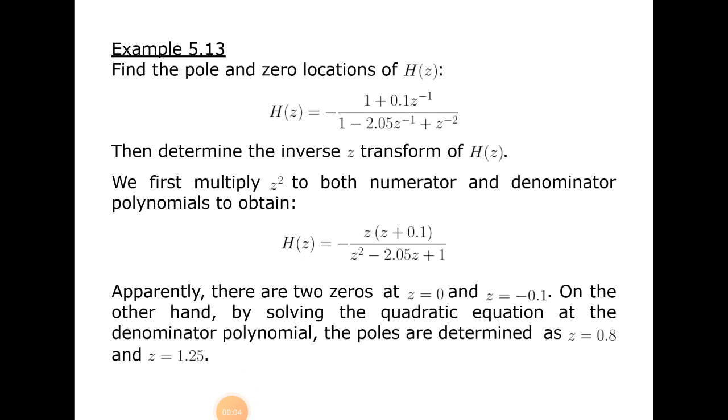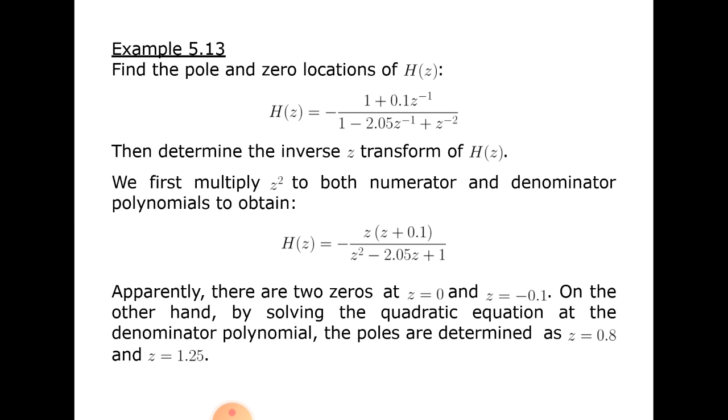Good morning, students. In this class we are going to solve the problem: find the poles and zeros location of H(z). H(z) is a transfer function. A transfer function is the ratio of the output divided by the input, and H(z) is equal to (1 + 0.1 z^-1) divided by (1 - 2.5 z^-1 + z^-2). Then determine the inverse z transform of H(z).